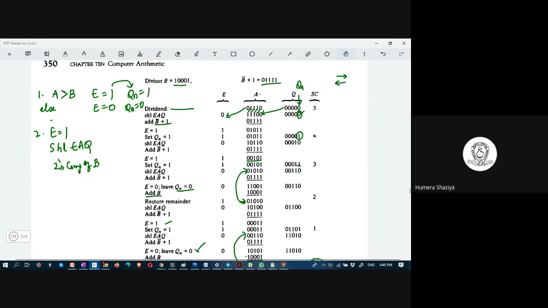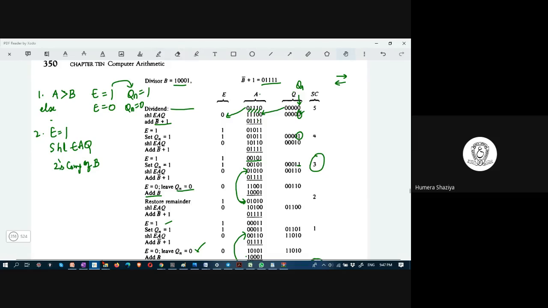And here that first cycle is over. In the second cycle, because E is 1, shift left EAQ and subtract. All right. Now the third cycle. Third cycle also E is 1. Because E is 1, Qn is equal to 1. And shift left EAQ, followed by subtraction operation.